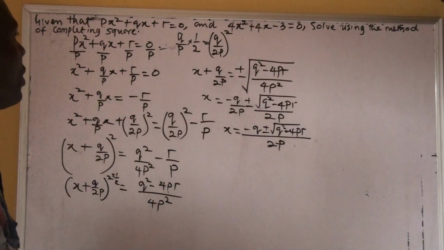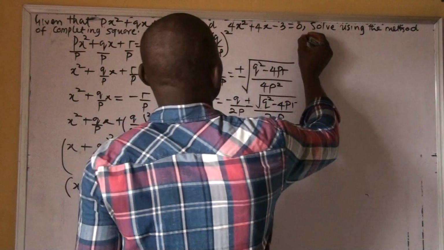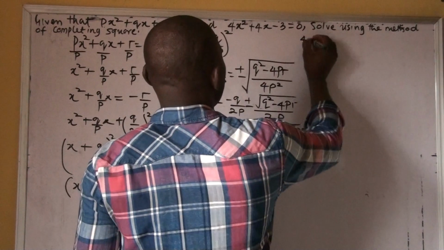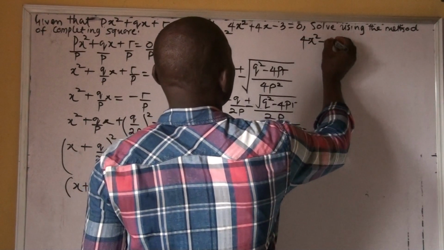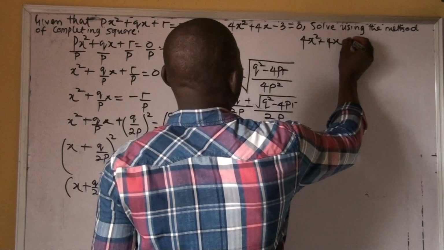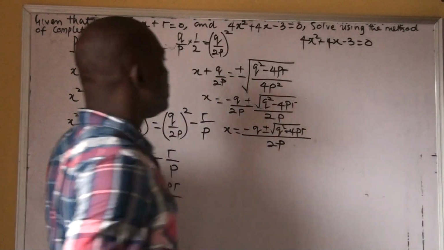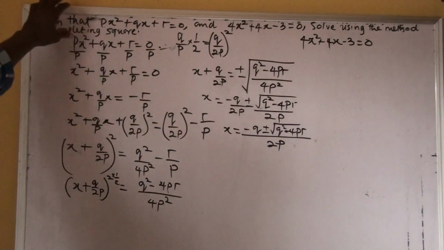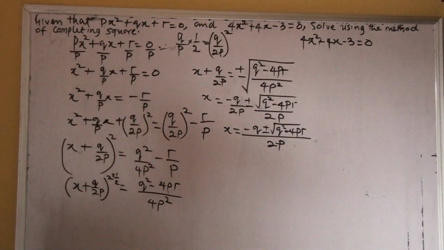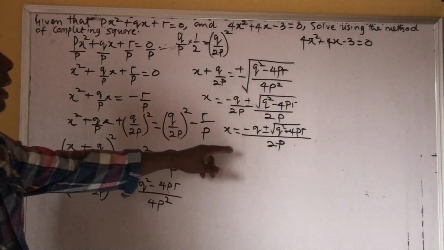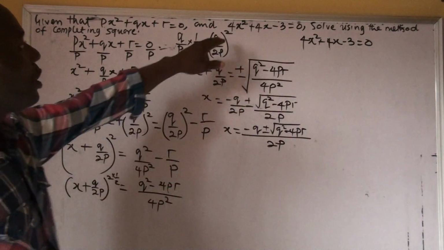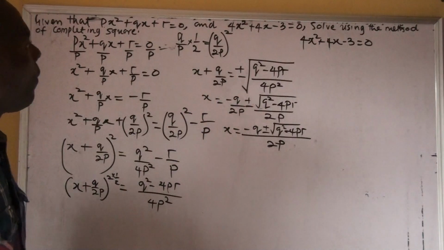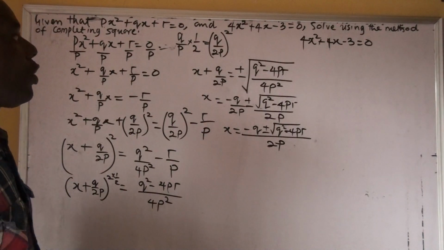But they also gave us another equation to solve, which is 4x square plus 4x minus 3 is equal to 0. We should use completing the square to solve this. Okay, we have done that. This is the solution here. Then they also gave us this question: 4x squared plus 4x minus 3, using completing the square.